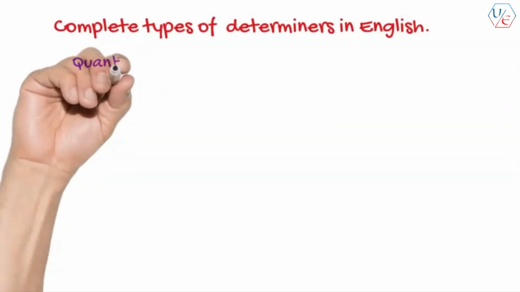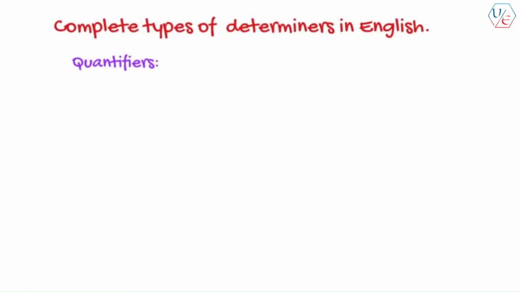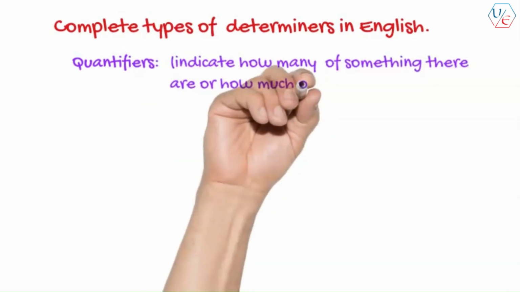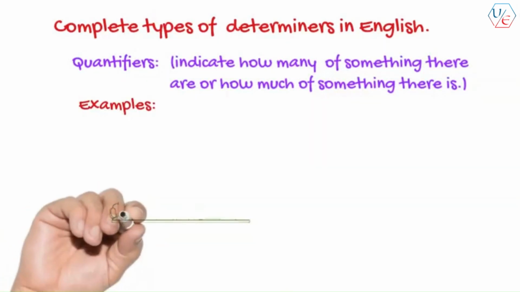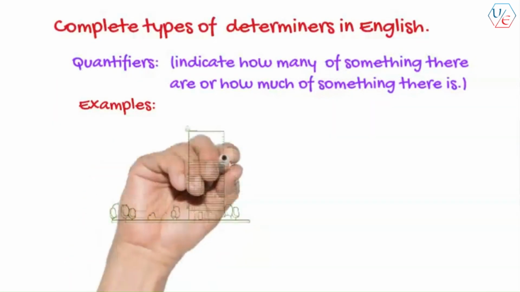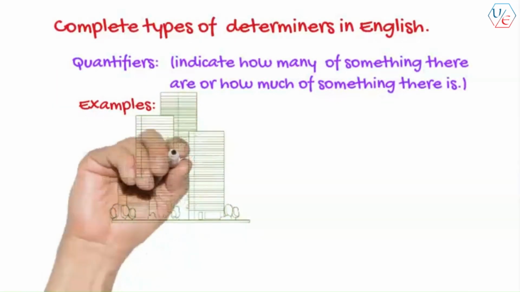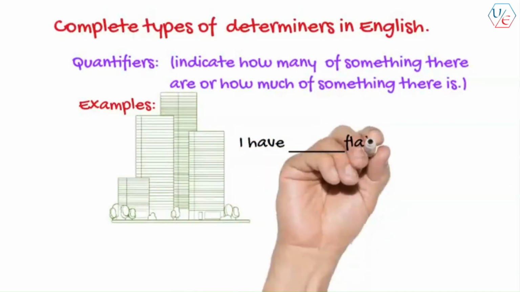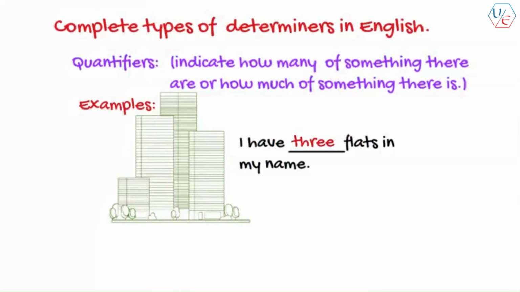Now, we are going to talk about quantifying determiners and how they work in sentences. So, first of all, what are quantifiers? Well, simply put, they are determiners that indicate how many of something there are or how much of something there is. They give us information about the number or quantity. For example, in the sentence, I have 3 flats in my name, the determiner 3 is a quantifying determiner because it tells us how many flats I have in my name.